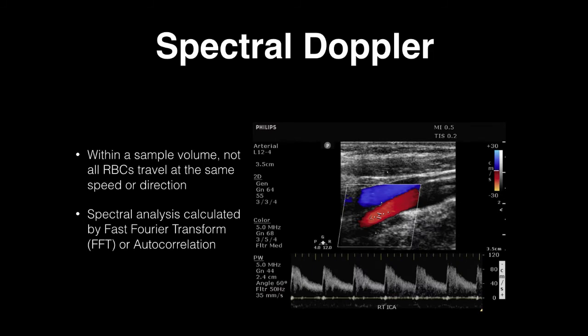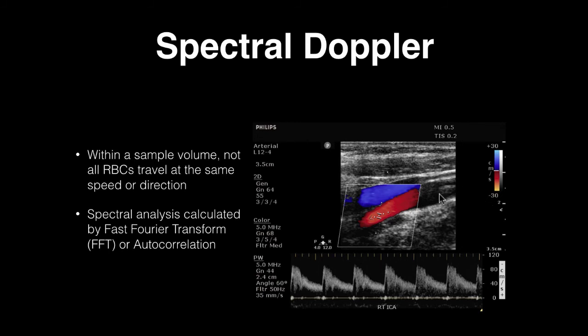to be needed. Spectral Doppler, you're going to have a quantitative graphic display of the velocities and directions of moving red blood cells present in the Doppler sample volume. So it's important to keep that in mind, that within a sample volume, not all the red blood cells will travel at the same speed or direction. The spectral analysis is going to be calculated by one of two methods, either fast Fourier transform or autocorrelation.